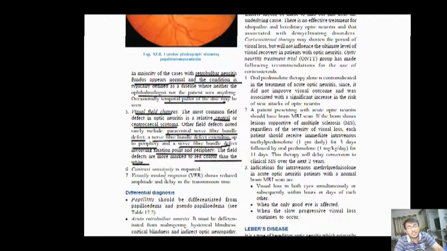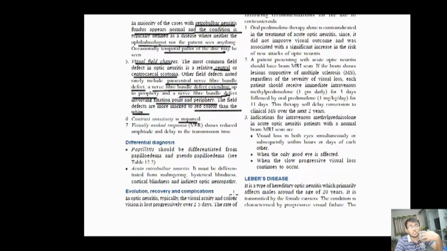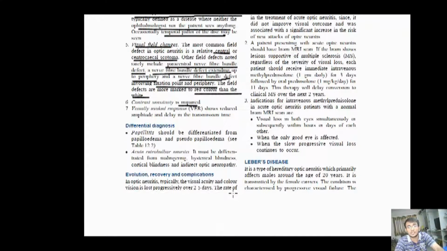Moving on to contrast sensitivity, it is impaired. So what do we mean by contrast sensitivity? Contrast sensitivity is a very important measure of visual function, especially in situations of low light or fog or glare, when the contrast between objects and their background is often reduced. Driving at night is an example of activity that requires good contrast sensitivity for safety. So patients of optic neuritis are not able to drive at night as their contrast sensitivity is impaired.